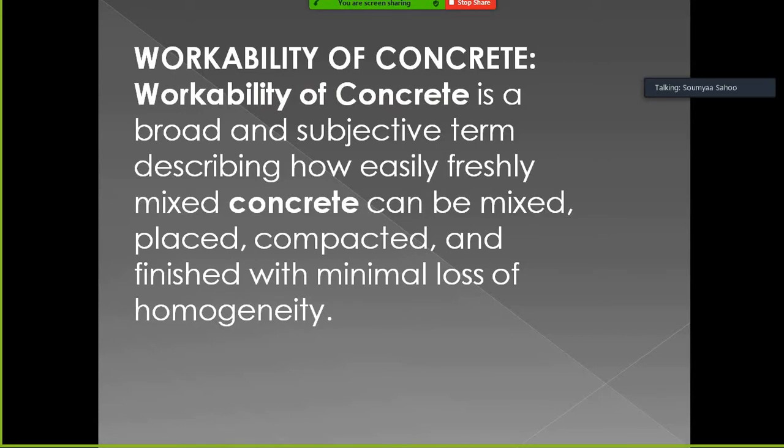Next, we will discuss the workability of concrete. Workability of concrete is a broad and subjective term describing how easily freshly mixed concrete can be mixed, placed, compacted, and finished with minimal loss of homogeneity. In general, you can describe workability as the ease with which you can work with the concrete.